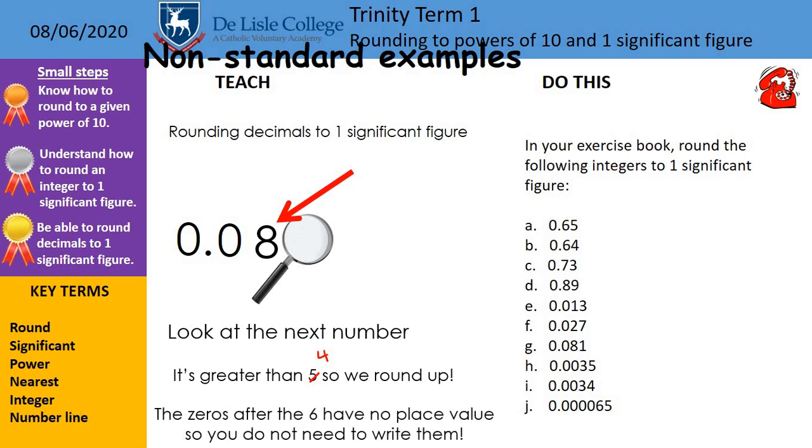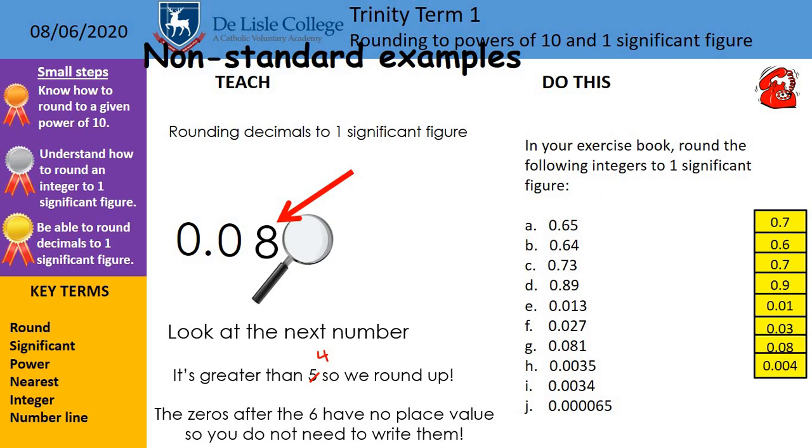Lovely. If you could now have a go at the questions on the right, again, an example of writing it would be 0.65 equals 0.7. Okay, please have a go at the rest and pause the video as you do this. Right, lovely. So we should have 0.6, 0.7, 0.9, 0.01, 0.03, 0.08. Then these are the rest of our answers. I'm sure you're sick of hearing my voice.